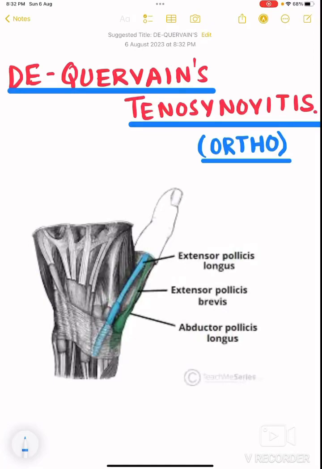Hello guys, in this video we are going to study De Quervain Tenosynovitis, a topic from orthopedics. It's a very important, simple and short topic where you have to remember only two names. The sad part is that many people make mistakes even after studying it time and again, because it is hard to remember which two tendons are involved.